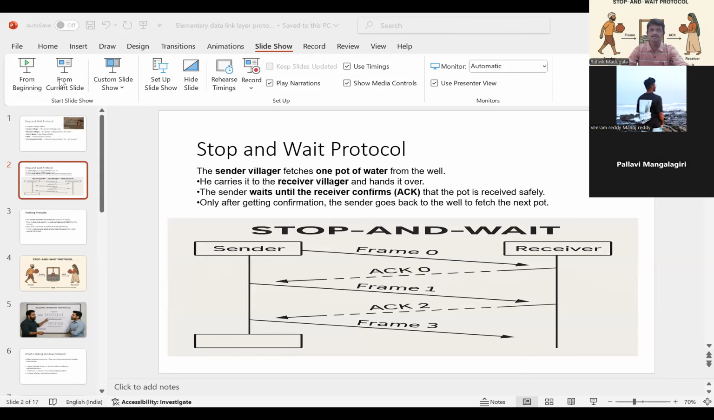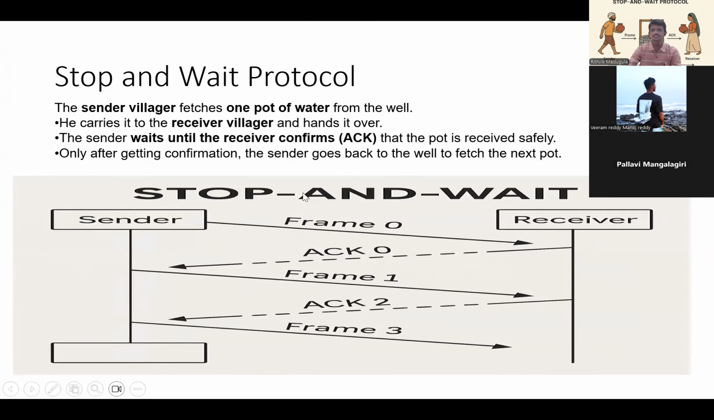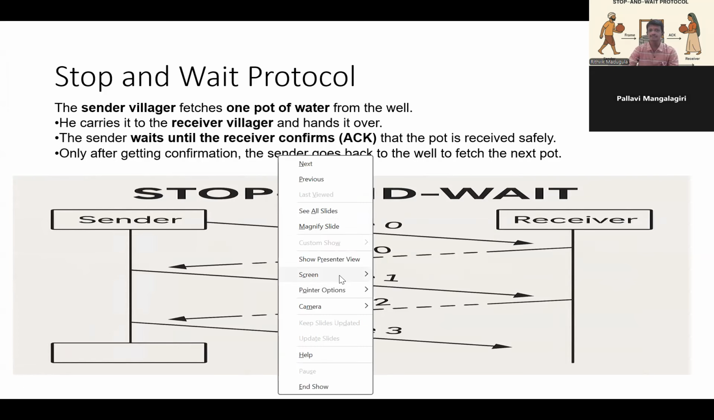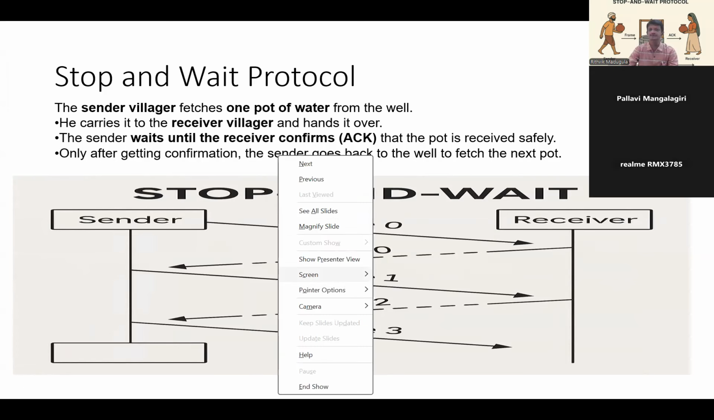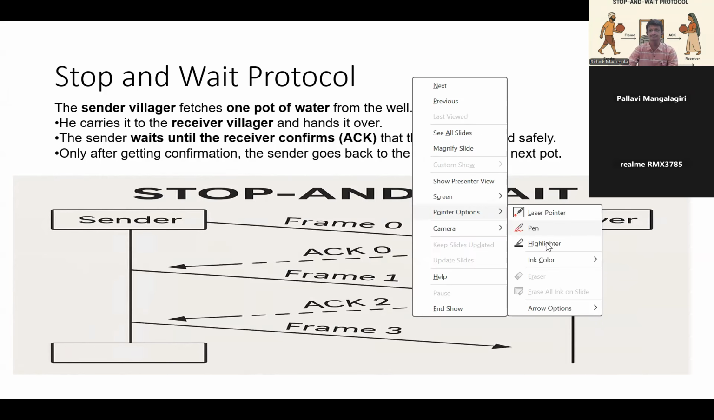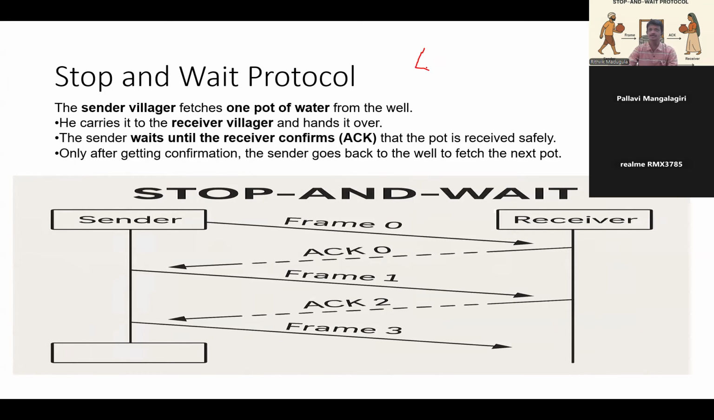Before we discuss the elementary data link layer protocols, we need to know the basics of the data link layer. The first thing is that the data link layer provides some of the services that are essential to the network layer. The basic services are framing, error detection mechanisms, and error correction mechanisms. We transmit all the data in the form of frames.